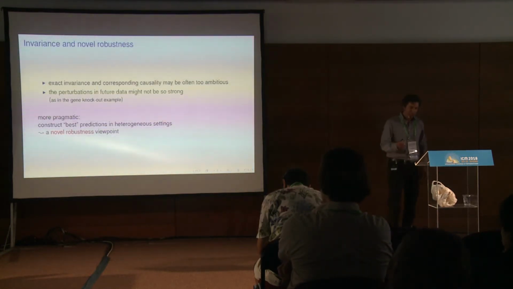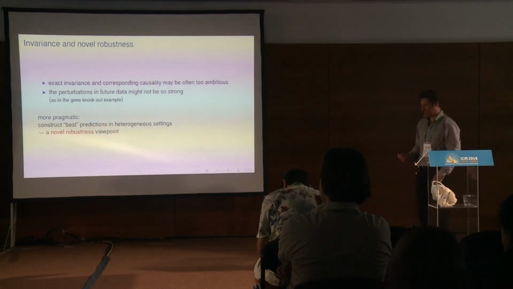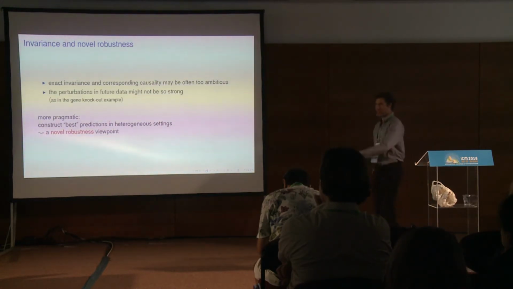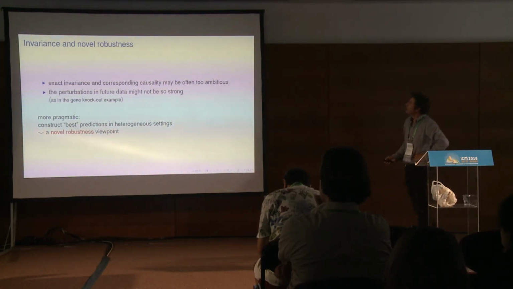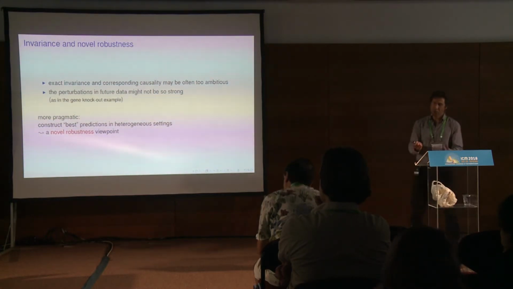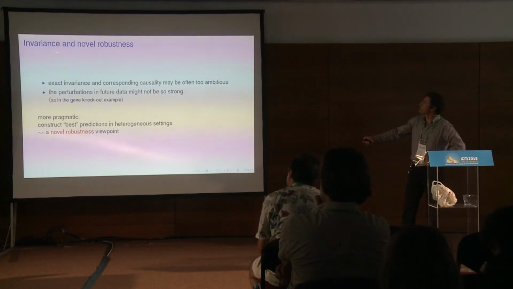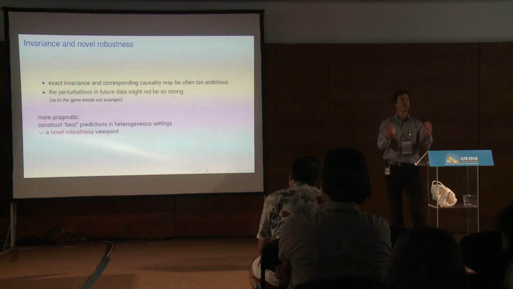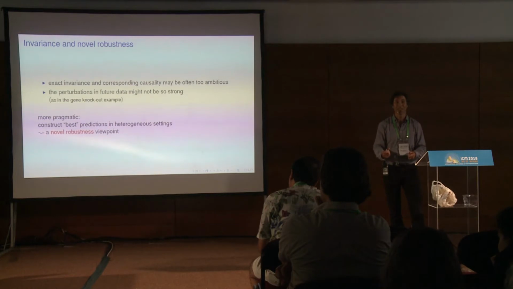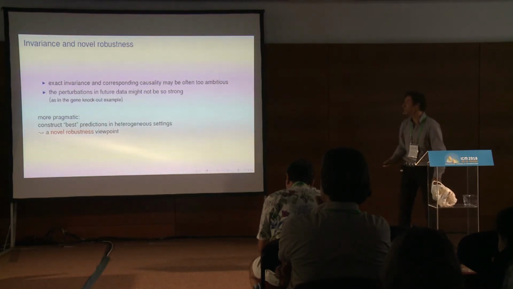So I want to move a bit beyond this causality thing, because it is very ambitious, as we see in this example. And I want to come back to this worst case optimization risk problem and corresponding invariance. Mainly because this exact invariance and corresponding causality may often be too ambitious on a practical problem. Of course, this is well known. Scientists have struggled with that question for a long time.